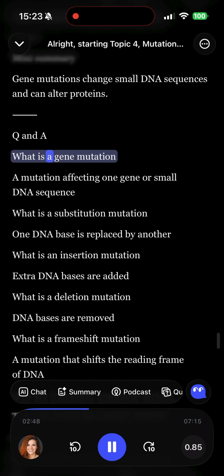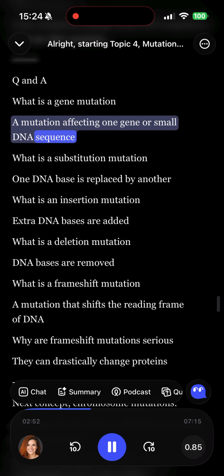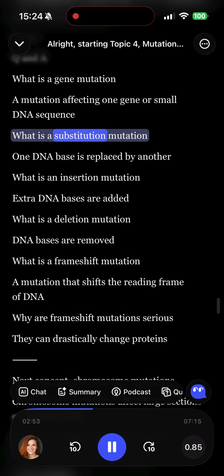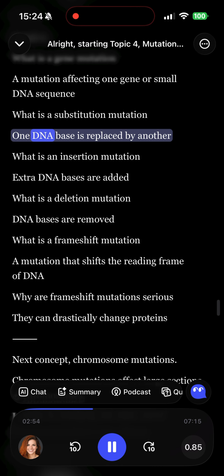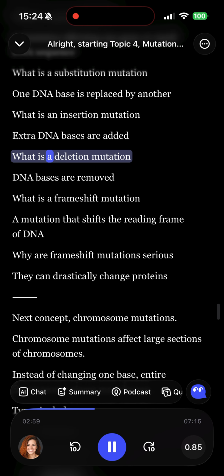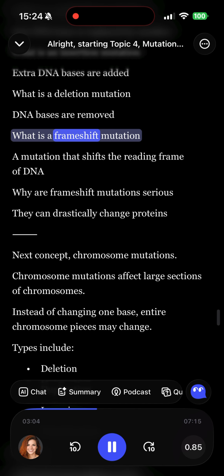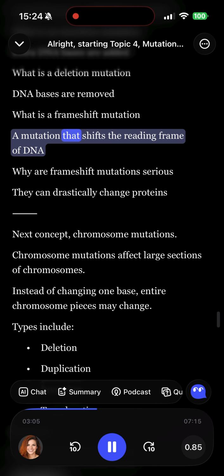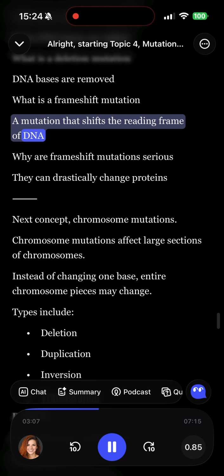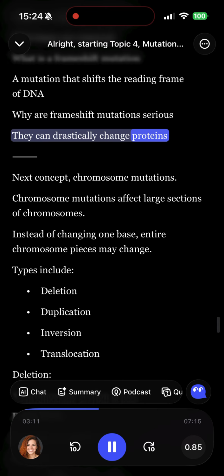Q&A. What is a gene mutation? A mutation affecting one gene or small DNA sequence. What is a substitution mutation? One DNA base is replaced by another. What is an insertion mutation? Extra DNA bases are added. What is a deletion mutation? DNA bases are removed. What is a frame shift mutation? A mutation that shifts the reading frame of DNA. Why are frame shift mutations serious? They can drastically change proteins.